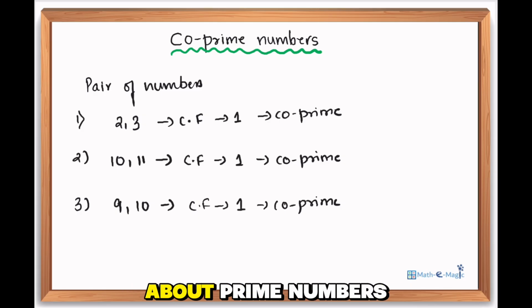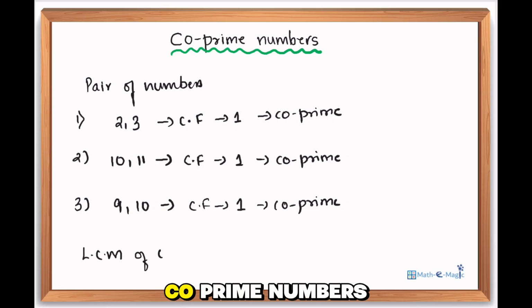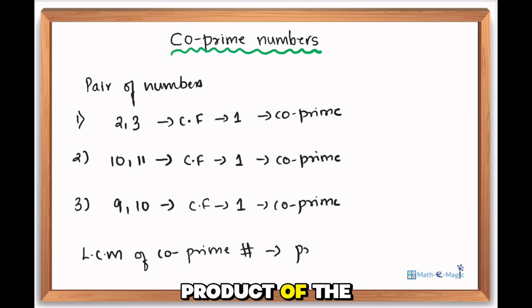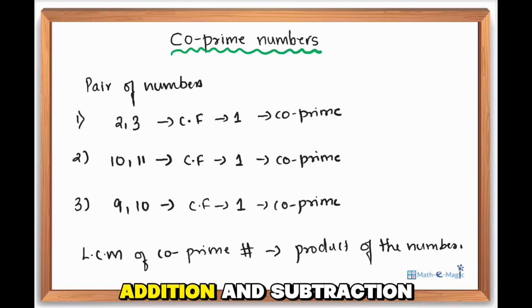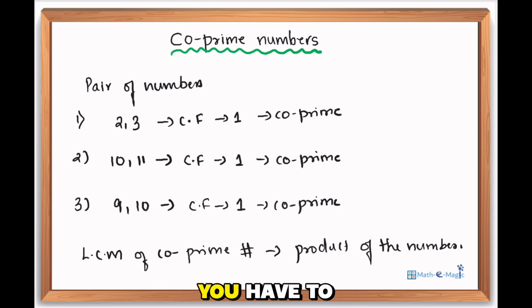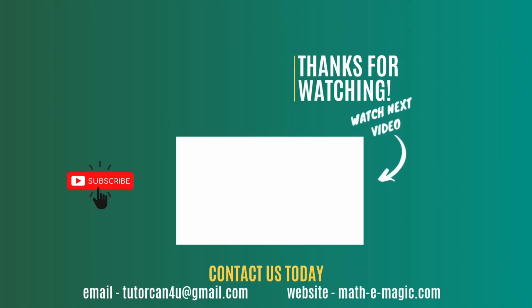Another important thing to remember about co-primes is that the LCM of any co-prime numbers is the product of those two numbers. That's their LCM. You just have to remember this. It will help you while solving addition and subtraction of fractions or anywhere where you have to find LCM. If you know that those numbers are co-primes, you don't have to go and find the LCM. You just have to know that the LCM will be the product of those two numbers.